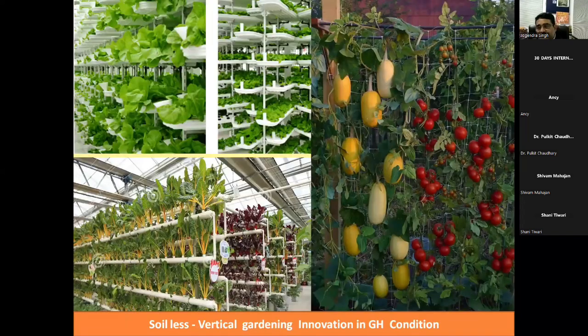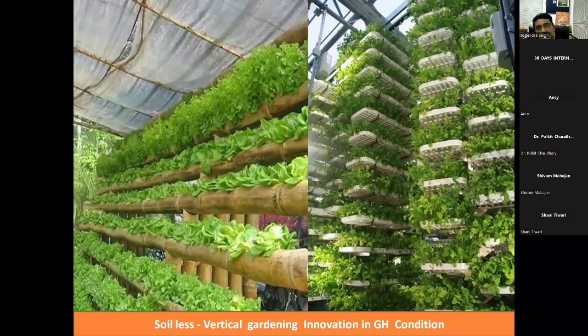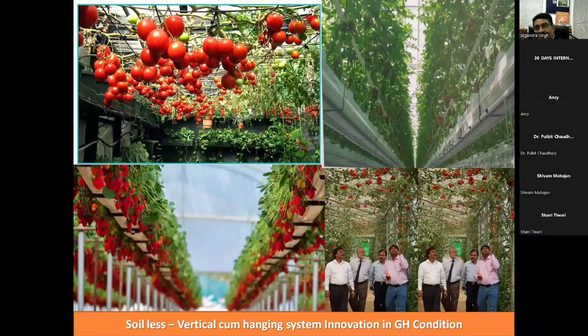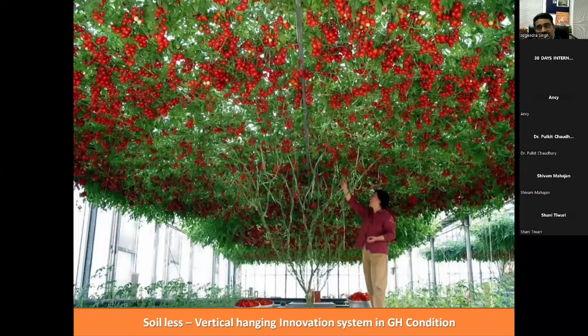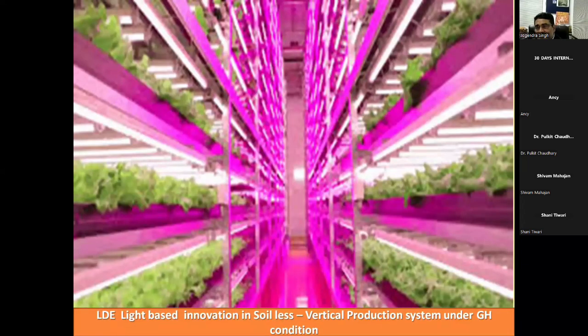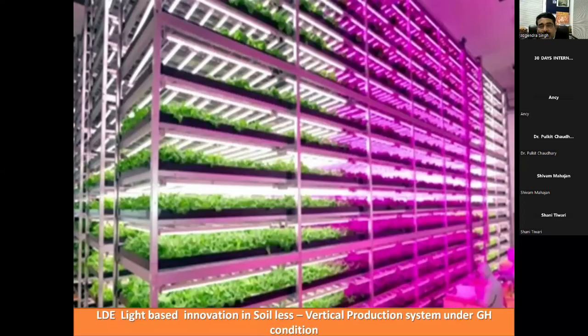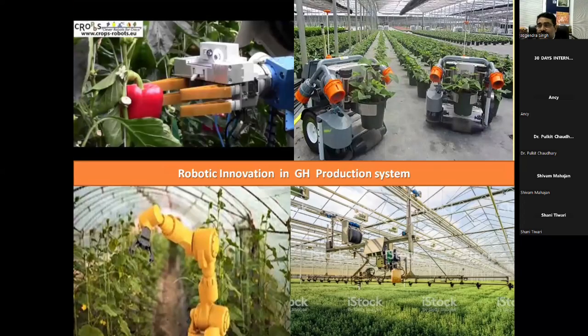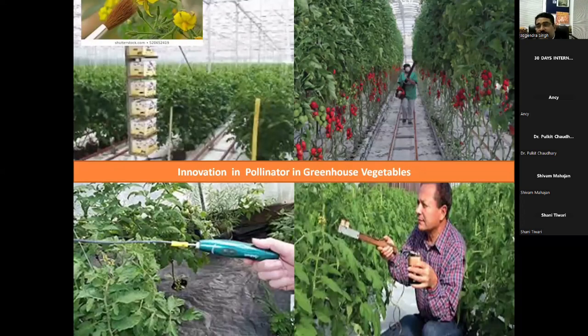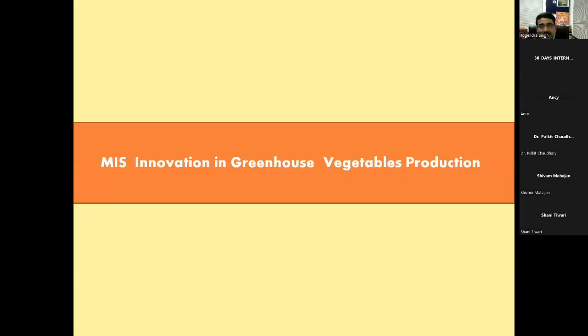Vertical gardening innovation. You can see the vertical gardening innovation, the hanging gardening innovation under protected conditions. LED light innovation under protected cultivation is used in permanent room cultivation. LED light can help with year-round production in indoor gardening. Nowadays robotic systems are used in greenhouse farming for every kind of work. Pollination and pollinator farming: we can use pollinators during the winter season. Those are suitable for high yield and income.